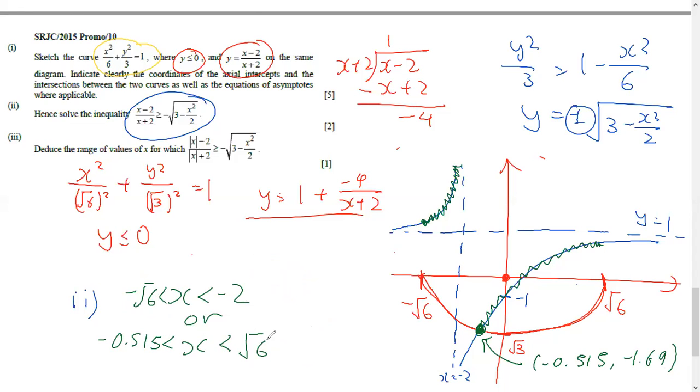Okay, and there must be an equal sign. So this root 6 can be equal, and this root 6 can be equal. And this minus 0.515 can also be equal. Minus 2 cannot be equal because minus 2 is the vertical asymptote. All right. So part 3, deduce the range of this.